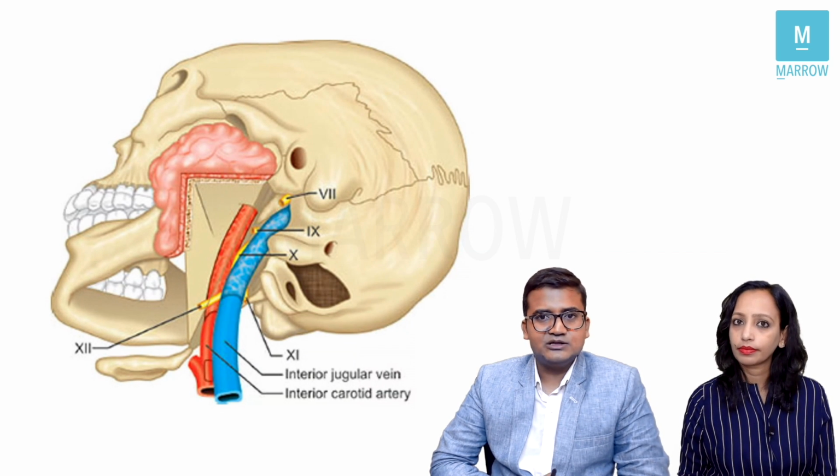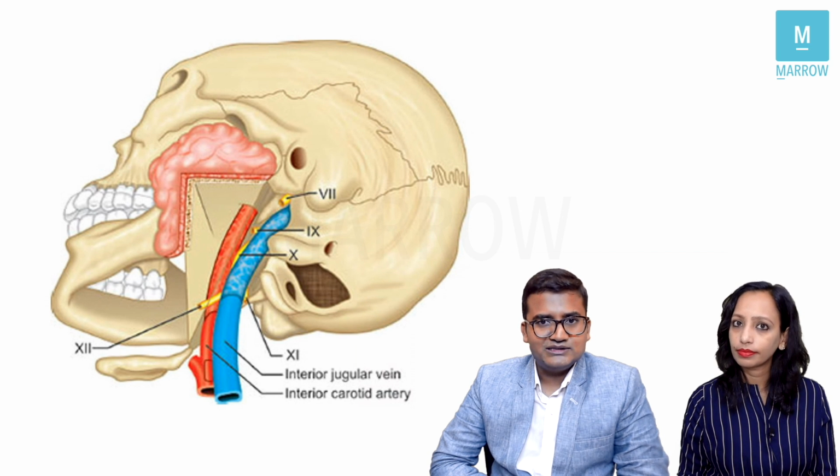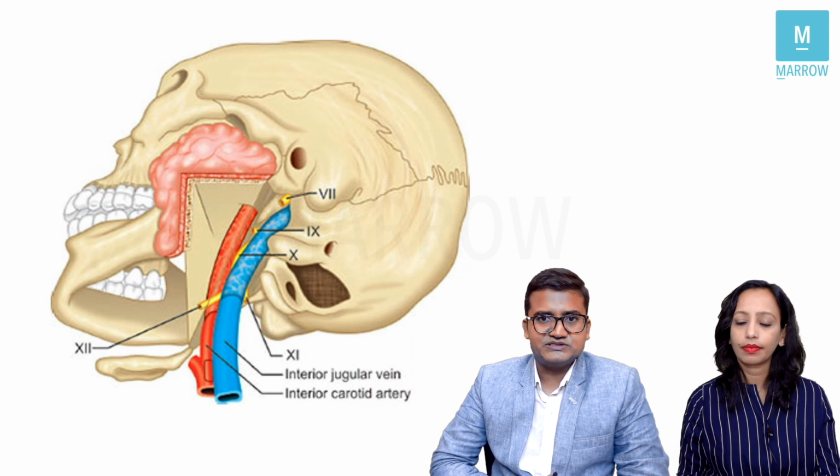Now, what are the contents? In the post-styloid part, we have neurovascular structures. What are those? The internal carotid artery, the internal jugular vein, 9th nerve, 10th nerve, 11th nerve, 12th nerve, and the cervical sympathetic chain. Right. Now, these are things you have to know about the boundaries of the parapharyngeal space.